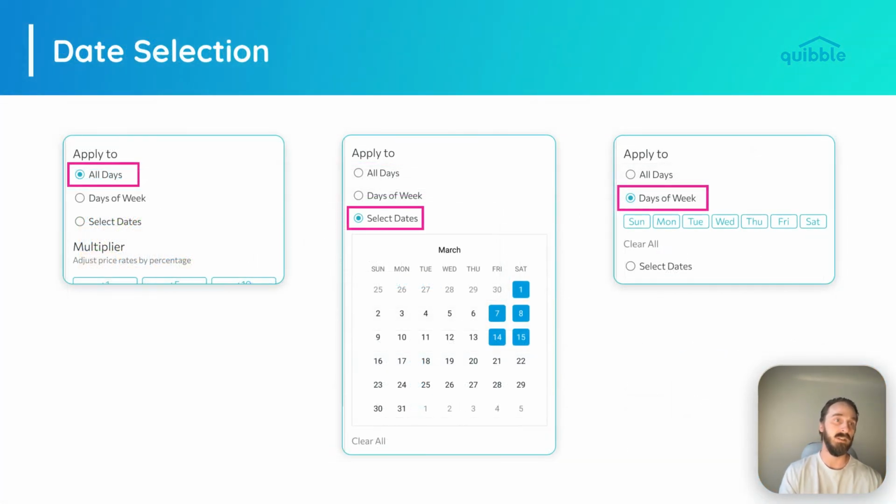Date selection. The date selection has three options to select the days that you want the price adjustment to apply to. Dates can be selected from the calendar by clicking on them or by clicking on them directly in the table. You can select days of week, which will highlight and select the specific days of the week that you want to influence, or you can select all days, which selects all days.